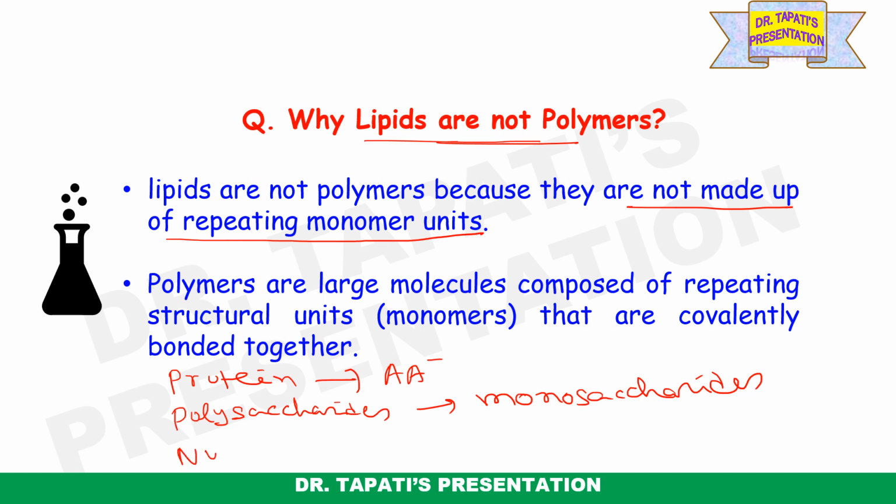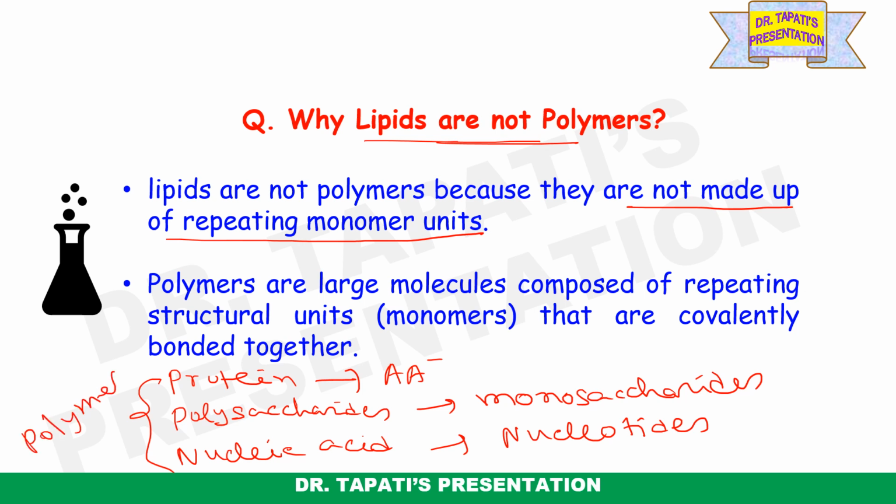And if you consider nucleic acids, meaning DNA and RNA, in that case also nucleic acids are composed of nucleotides, repeating units of nucleotides. Therefore, these are polymers, but lipid is not a polymer. It is composed of mainly fatty acid and alcohol like glycerol. These are not repeating units.